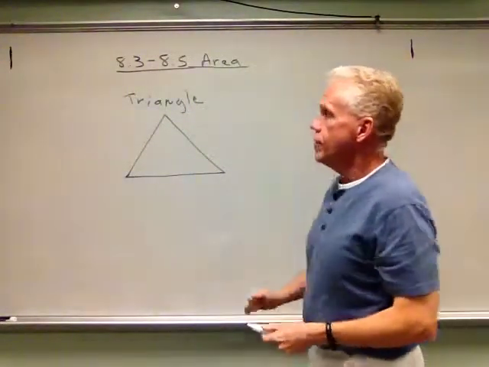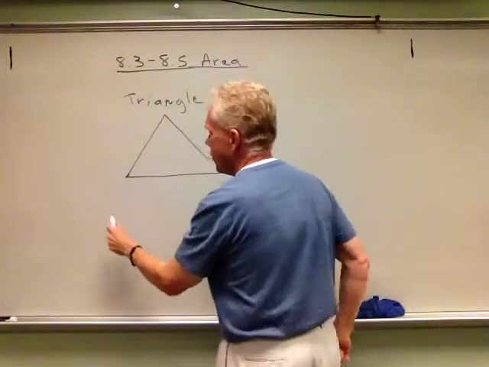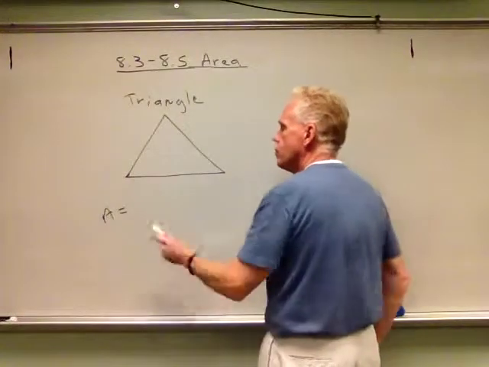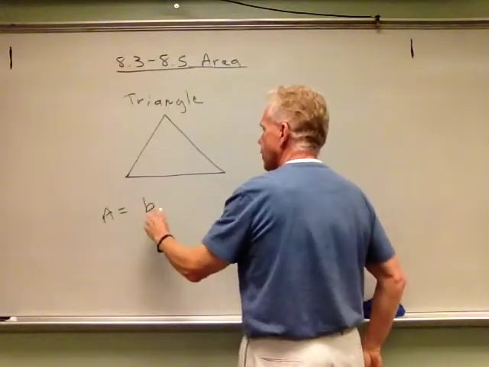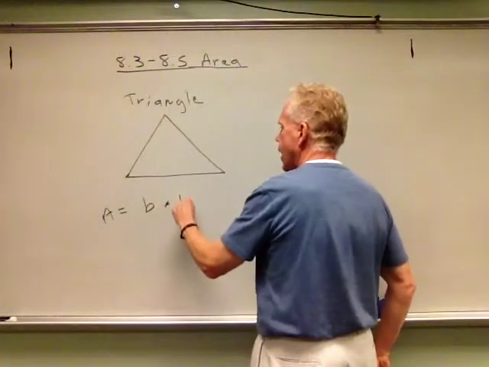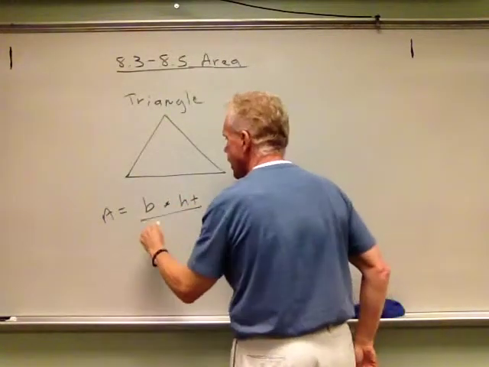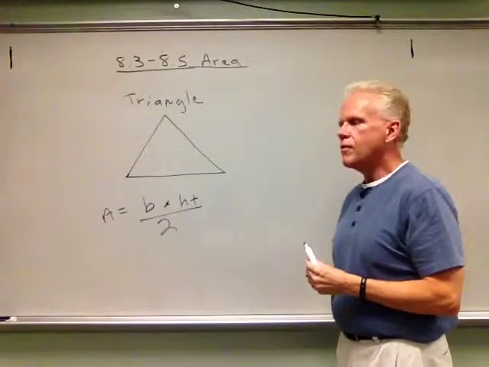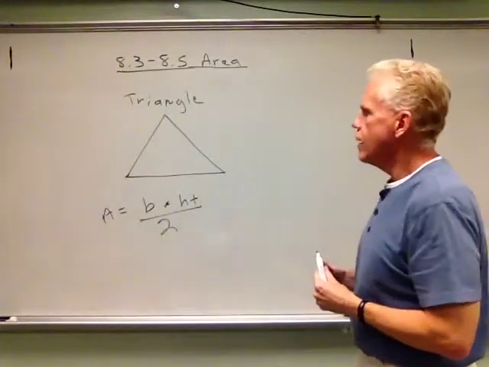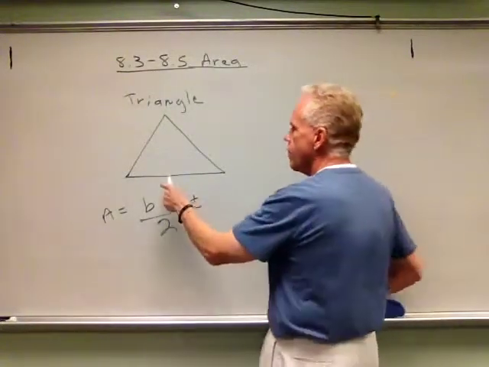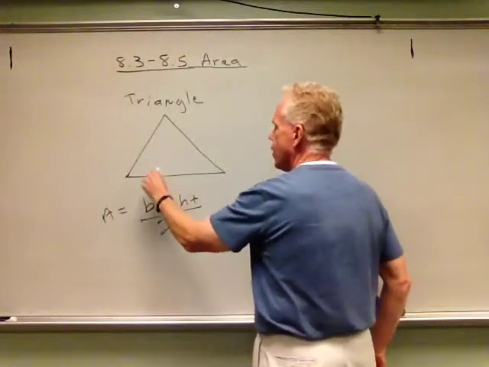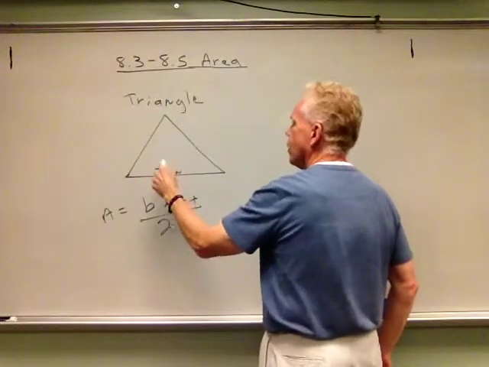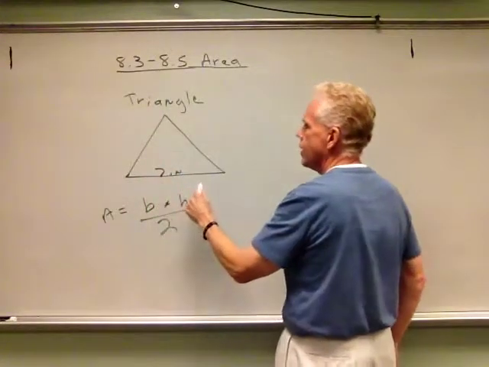So it seems to make sense to me that the formula for the area of a triangle would be base times height, but cut in half, divided by 2. Base times height divided by 2. That's the area of a triangle. Let's take a look at our triangle. Let's say our base right here on our triangle is 7. Let's make it 7 inches. Oh, I put that in a bad spot. Okay, that's okay.